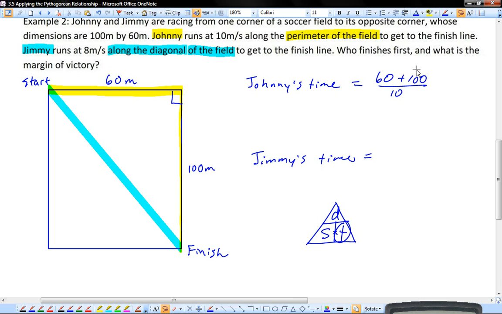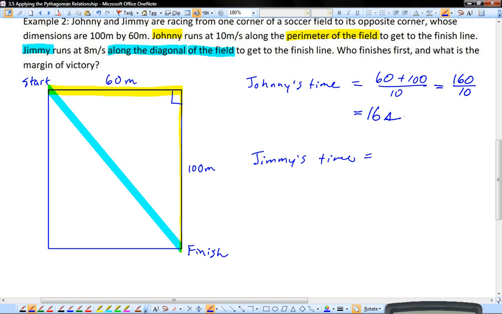So that's where I'm getting this total distance of 160 meters and dividing it by the speed of 10 meters per second. So that's a nice little memory aid to help you to remember the relationship between distance, speed, and time. And you can keep that in your notes if you like. Just gonna take that out to save a little bit of space here. So again, Johnny is running 160 meters, running at 10 meters per second, so it is going to take him 16 seconds to run his part of the race.